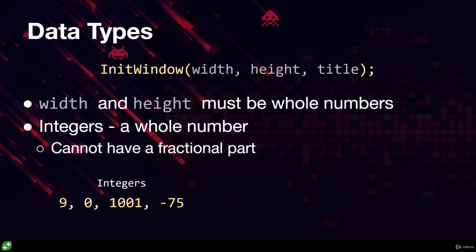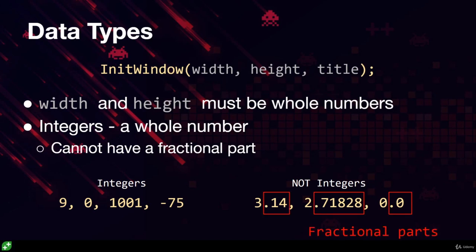Now, what do I mean by fractional part? Well, look at these values. These are not integers because they each have a fractional part. These are the fractional parts. Values to the right of a decimal are fractional parts, and they mean that the value is not a whole number, thus not an integer.